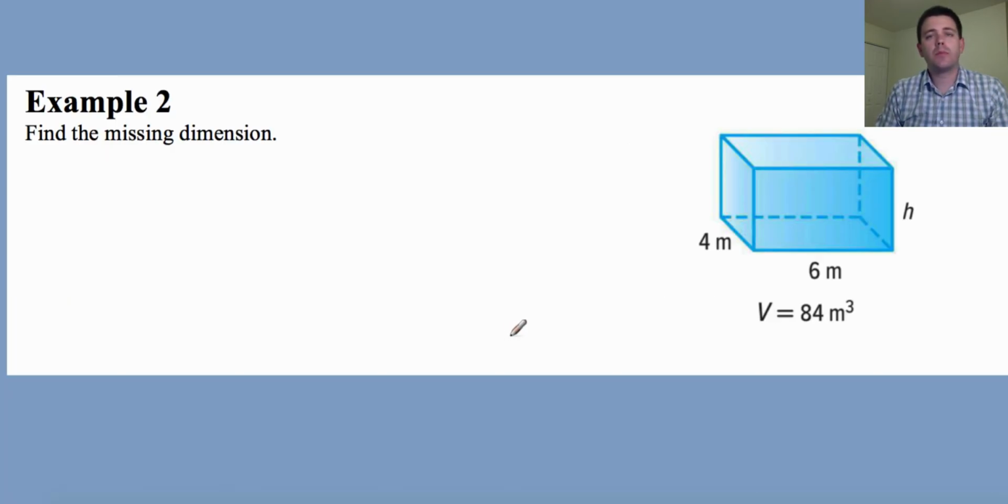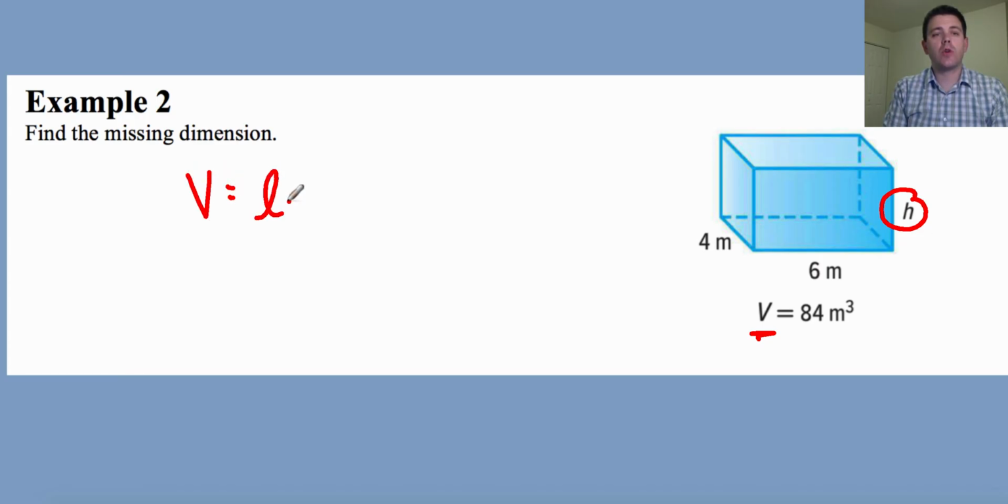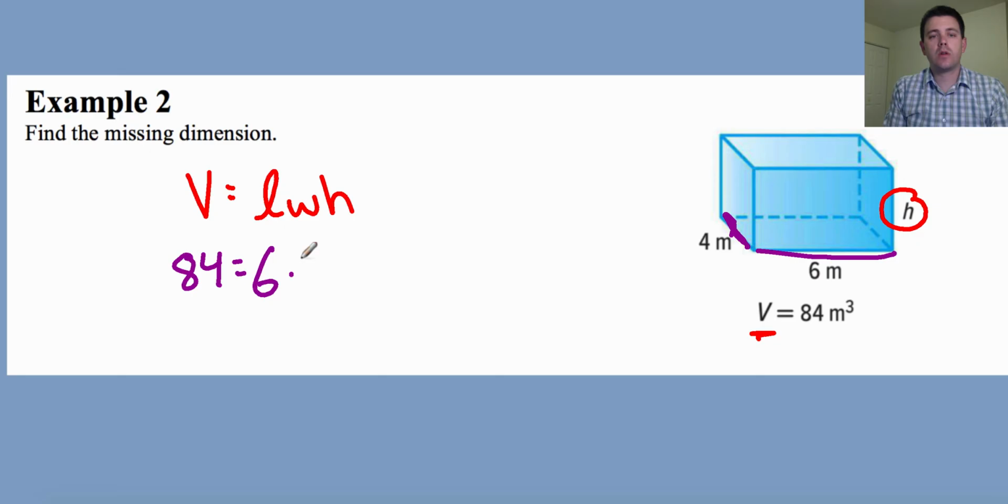So, finding volume, pretty easy. Length times width times height. Just plug them on in. But let's see if we can go backwards. We know the volume this time. We don't know our height. So we need to work backwards. Again, just like with our other shapes, start with your formula. Length times width times height equals volume. Plug in what we know. We know the volume is 84. We know our length is 6. We know our width is 4. We don't know our height, so we're just going to leave it there.